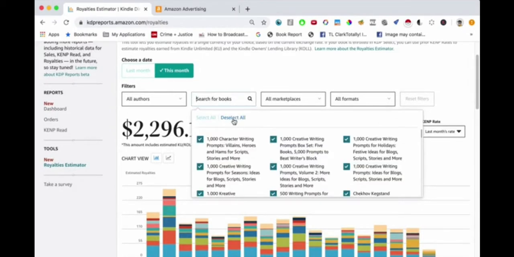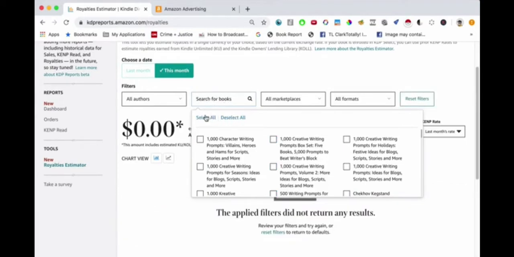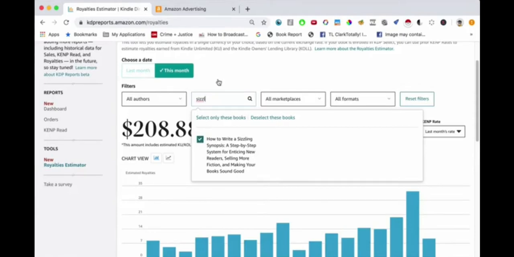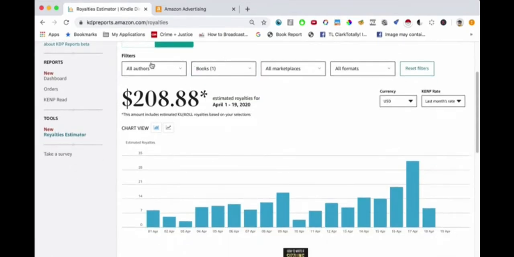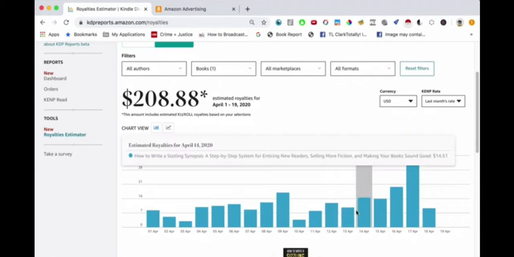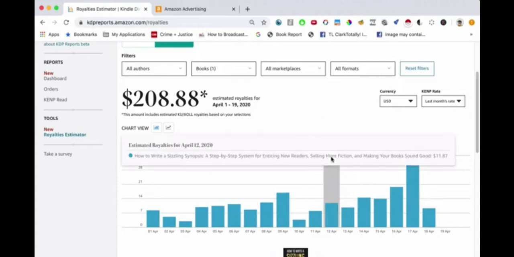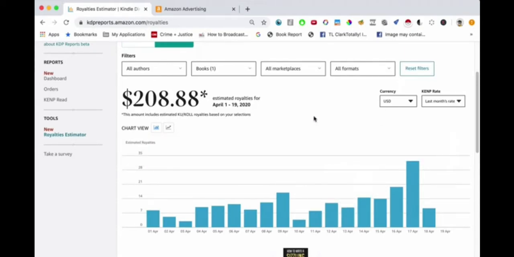we have this ability here to deselect all of our books and just pick one. So I'm going to pick Sizzling Synopsis. And we see how much it earned this month. But we can also just see how much it earned throughout the week. Now I'm going to use another tool to cheat a little bit in a second here, just because I didn't do the homework myself. Sorry.